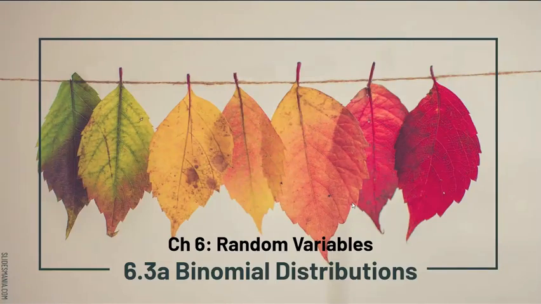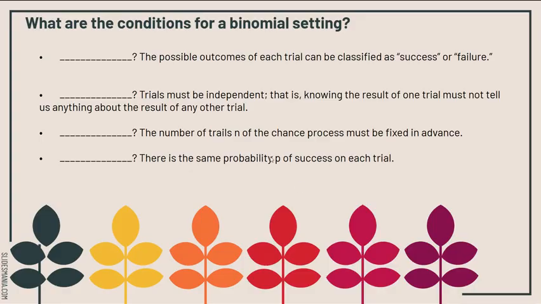Let's look at 6.3a binomial distributions. So far we've just talked about probability distributions of random variables. So now we're going to go into a special type of distribution, which is called a binomial. Anytime you see the "bi," like bicycle, there are two, okay? So we're going to talk about something dealing with two, so binomial. So here is some vocabulary.